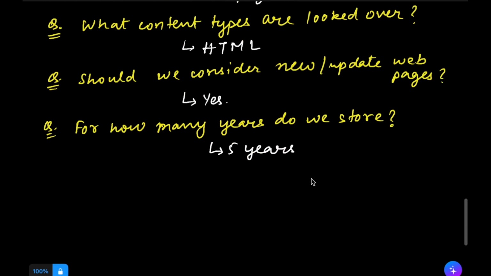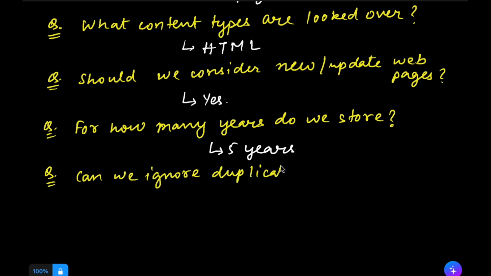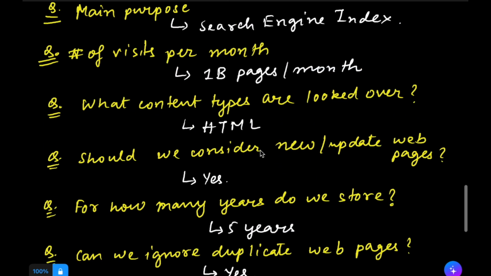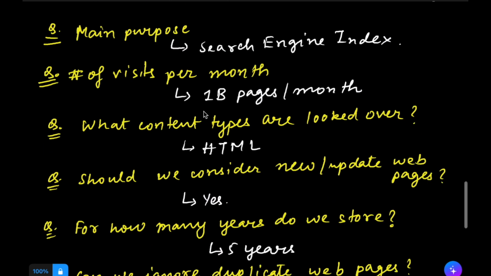And another is, can we ignore duplicate web pages? I think the interviewer would say yes. So these are some of the questions which we could discuss with the interviewer. So we have a basic idea of the requirements for designing our web crawler.